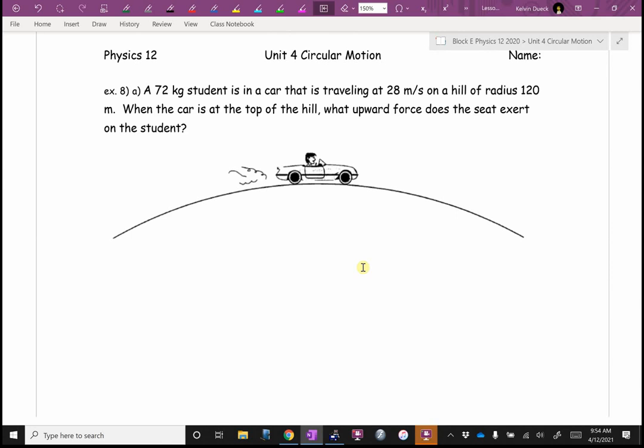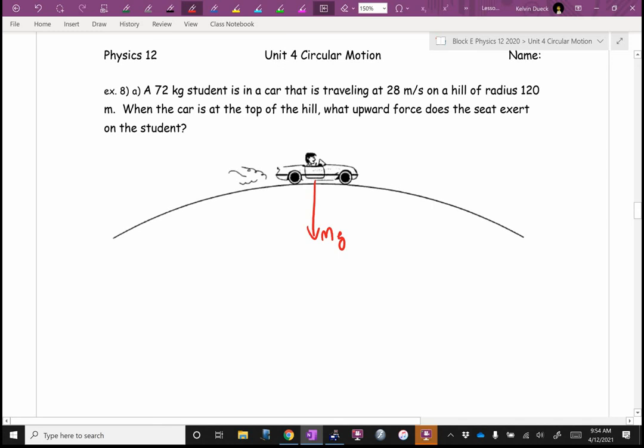A student is in a car that's traveling at 28 meters per second on a hill of radius 120 meters. When the car is at the top of the hill, what upward force does the seat exert on the student? What force is this really asking me to find? This is a job for a free body diagram. What are the forces acting on the student? Get the obvious one. What else?